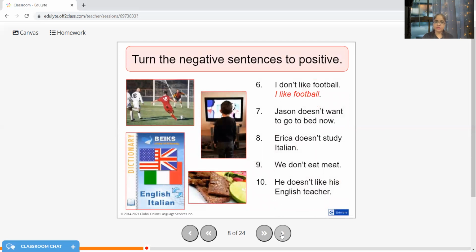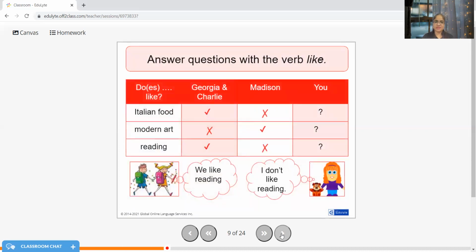Now we are doing the reverse, changing negative sentences to positive. Like, I like football. Jason wants to go to bed now. Erica studies Italian. We eat meat. He likes his English teacher. This is the difference that we are talking about.